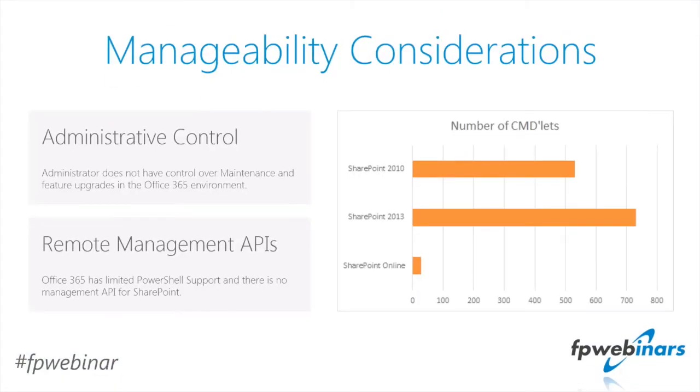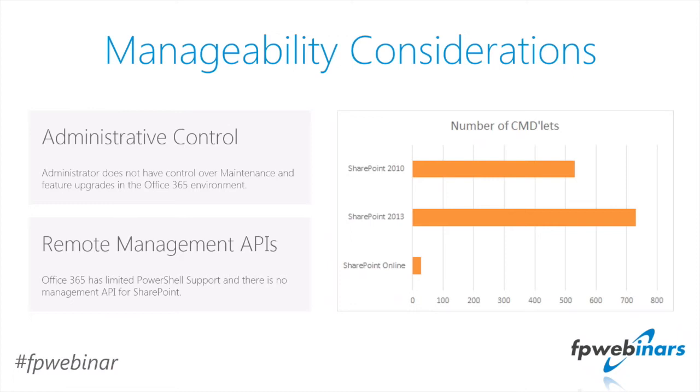So when you talk about managing Office 365, when you talk about working with it, what are the administrative controls? Central admin's gone. So in Office 365, you're not going to see central admin. What you will see, though, is the Office 365 admin tools. So a lot of that control, a lot of those pieces are not there, and you can see that in that TechNet article as well.